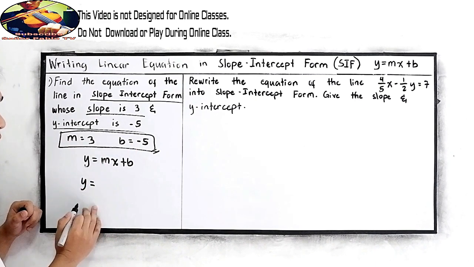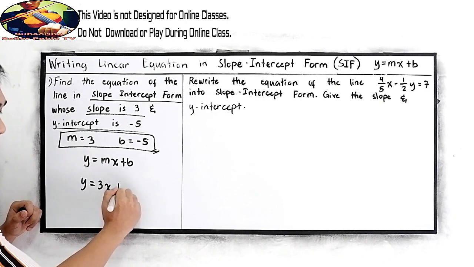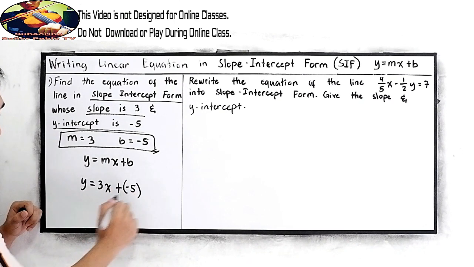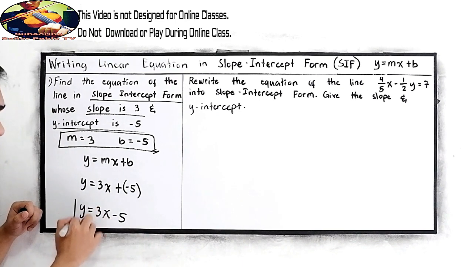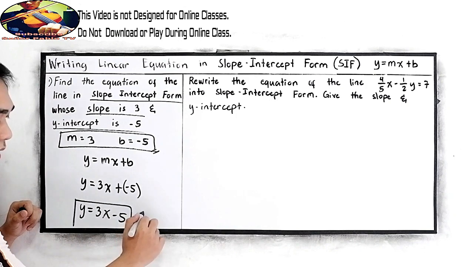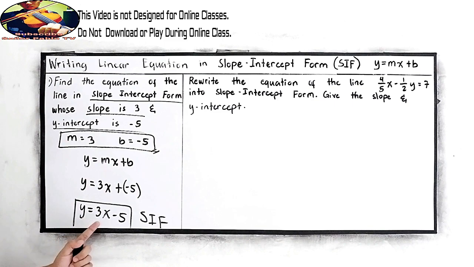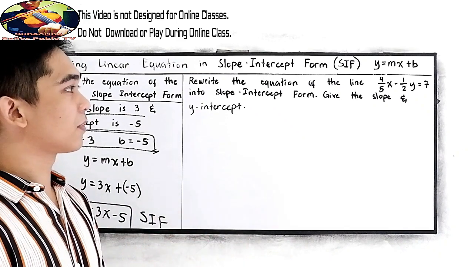So y is equal to, our m is 3. Then copy x plus b is -5. So y is equal to 3x, positive times negative, minus or -5. This will be our slope-intercept form. Y is equal to 3x minus 5. As simple as that. Next number.